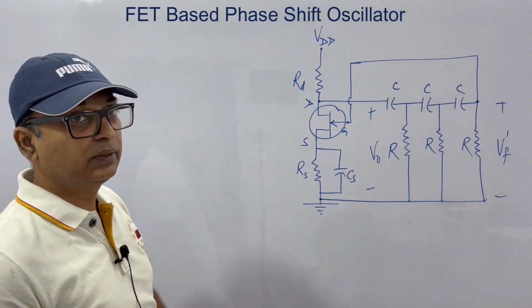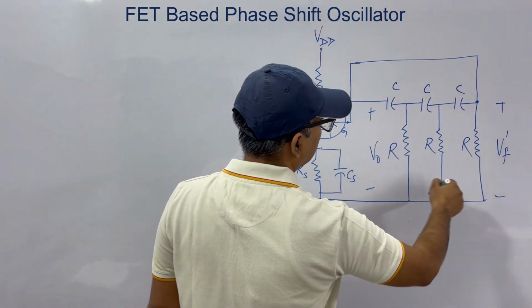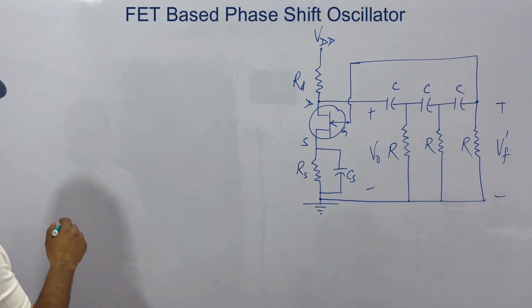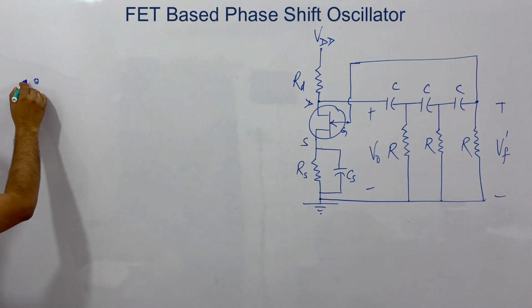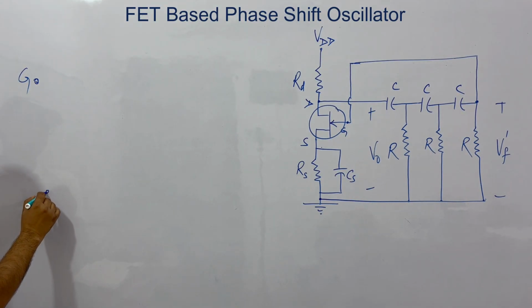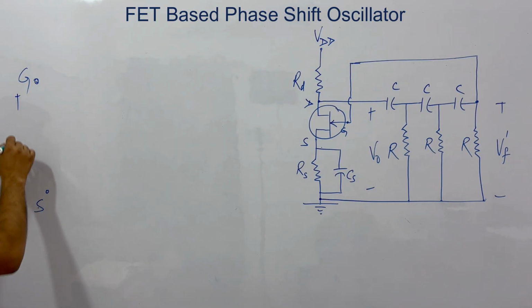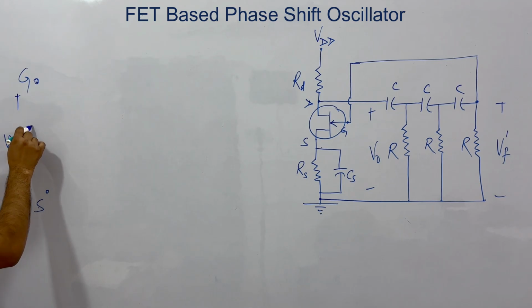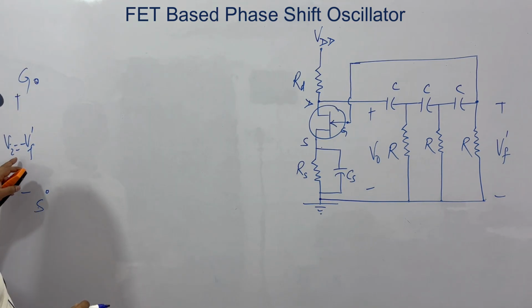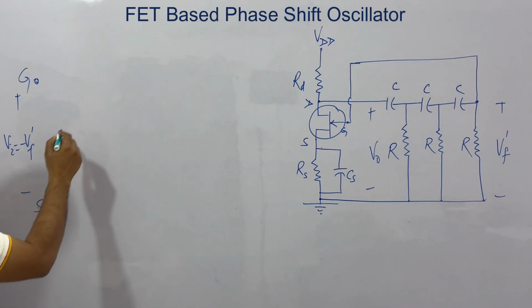The equivalent circuit will be, let's say this is your RC network, then the simplified model will be like this. If this is our gate and this is the source, we'll have V input that is equal to minus VF, we have used a dash. So this is minus VF dash at this point, at the input.